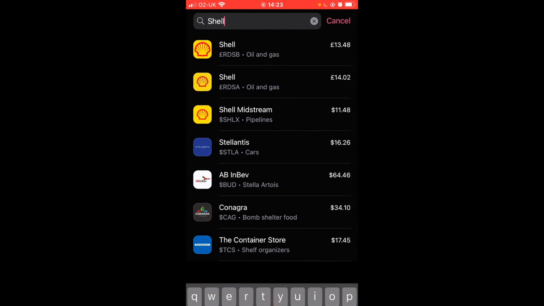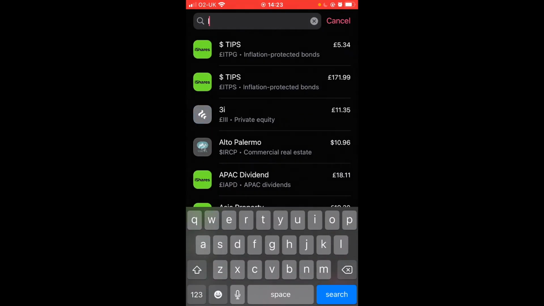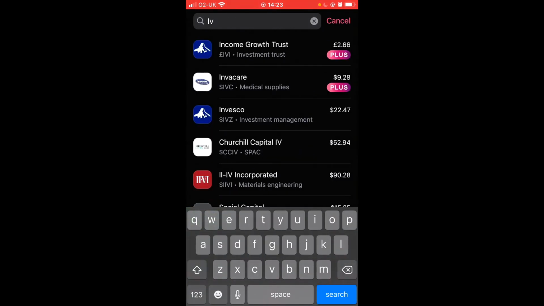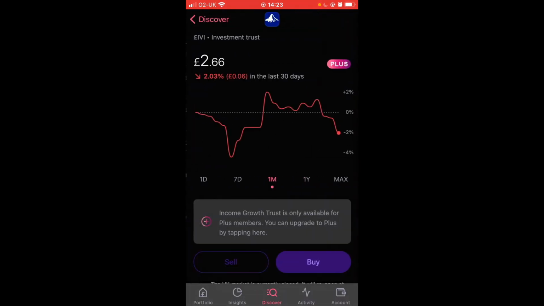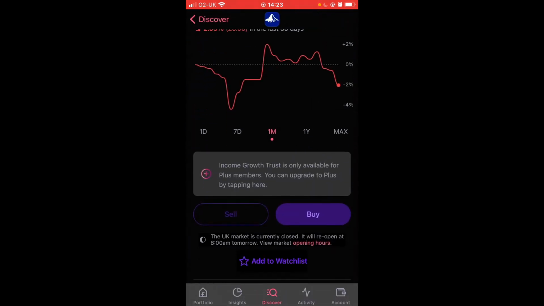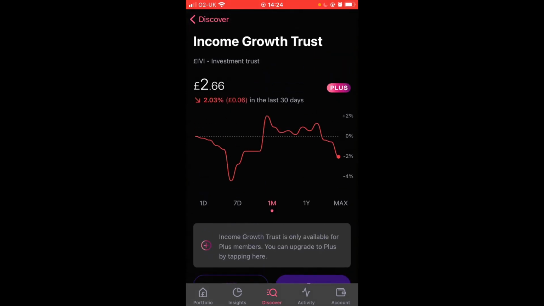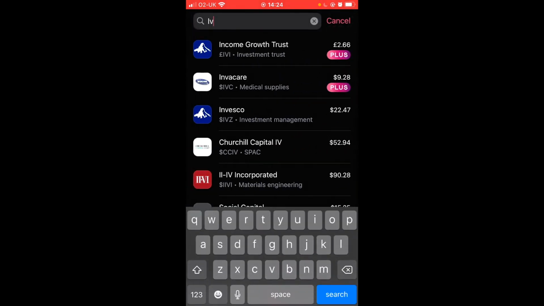Now the flip side is some of the niche stocks that you may want to purchase. So for example, here you've got Income Growth Trust. I don't know what that is, but it isn't available through this account because I'm using a general invest account. It's a Plus option. If I select this, I won't be able to invest in it because the buy option is grayed out. So this is that freemium model that I was talking about earlier.